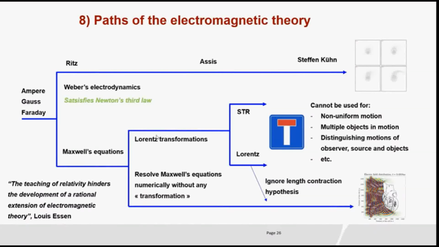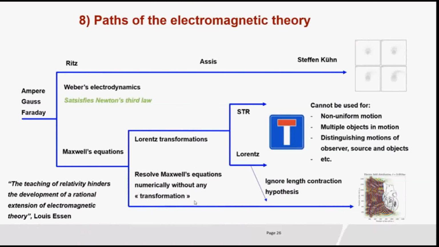So here we can say there are two paths in Maxwell's equations. When you add motion in Maxwell's equations, you could use the Lorentz transformation, and then you have another two paths, STR or Lorentz. STR means you take this transformation as real, and the time, etc. But in either path here, you will be in a dead end. Why? Because you cannot apply that to non-uniform motion. You cannot apply that to multiple objects in motion. You cannot distinguish the motion of the observer, the source, and the object. You just transform E, H, X, Y, Z, and T to another set of variables, which are functions of V, which is a uniform motion. But you don't know what you're doing. You're moving the observer. What exactly are you doing?